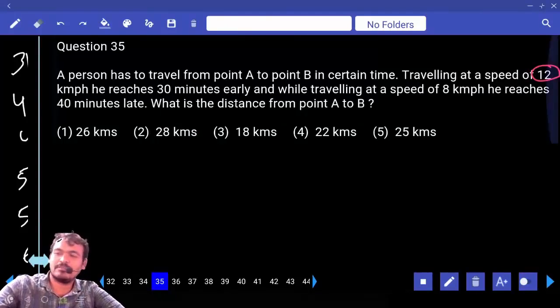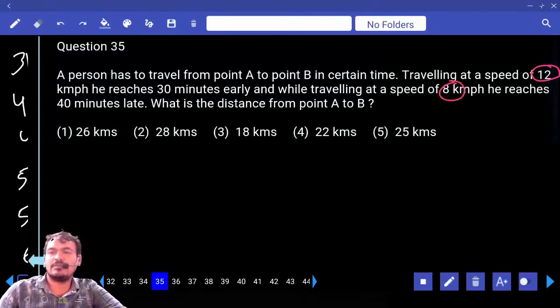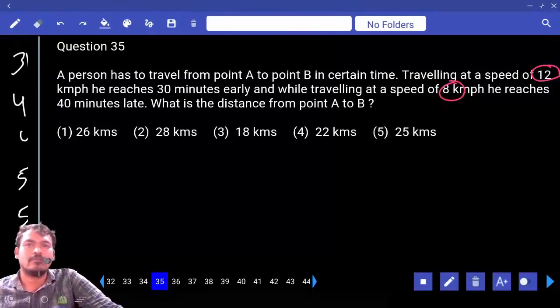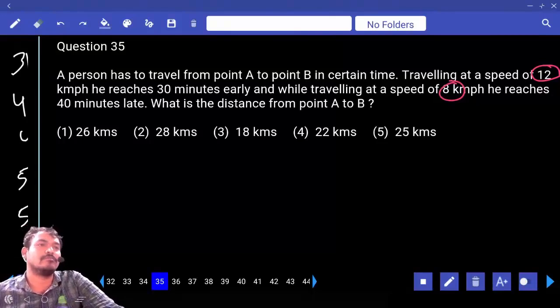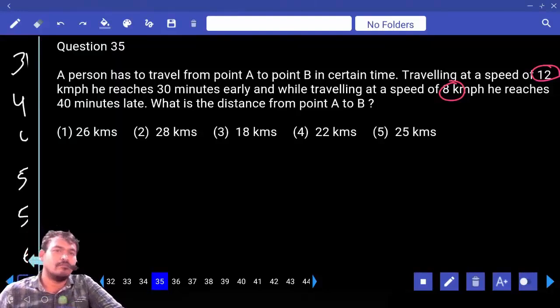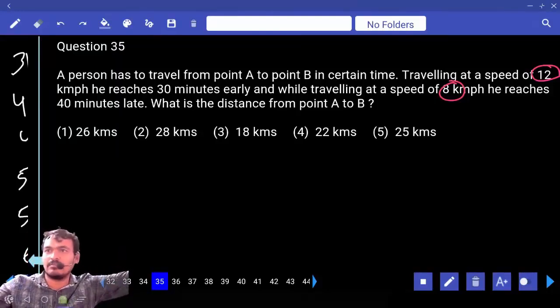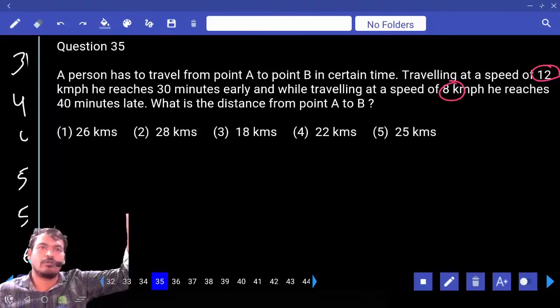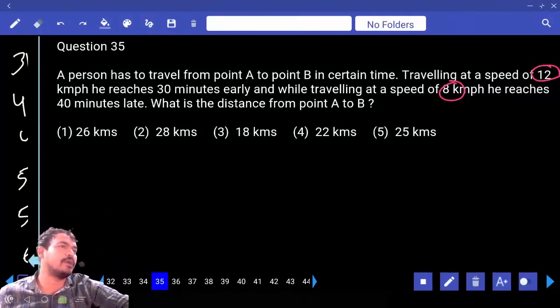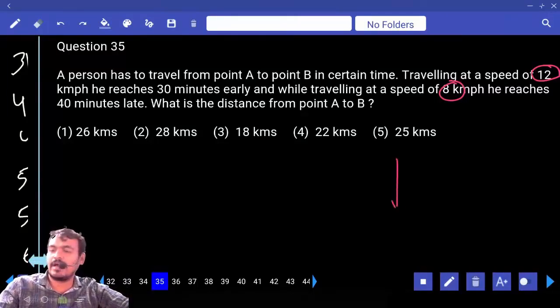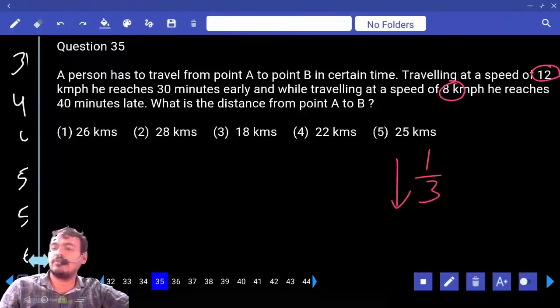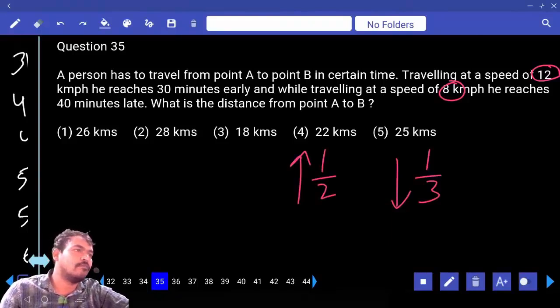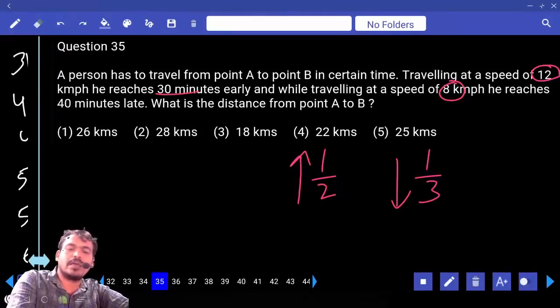What is the original speed? 12. What is the new speed? 8. How much speed is reduced? 4. Means how much part is reduced? 1/3 or 1/4? 1/3. 12 speed becomes 8. Means how much speed is reduced? 4. 4 upon 12 or 4 upon 8? 4 upon 12. Means how much part is reduced? 1/3. If reduced value is 1/3, then increased value is 1 by 2. 1 by 2.